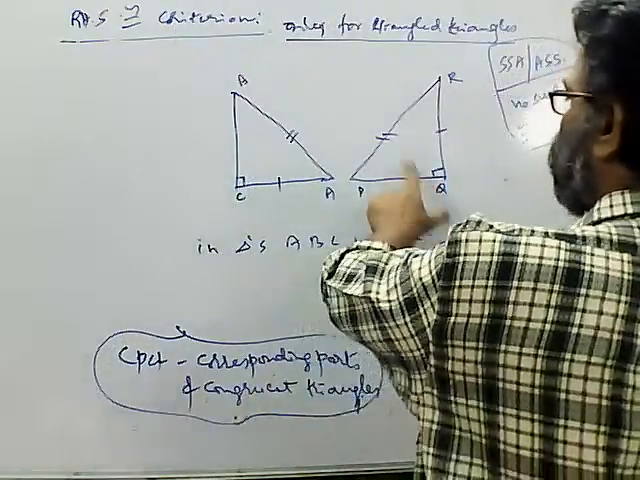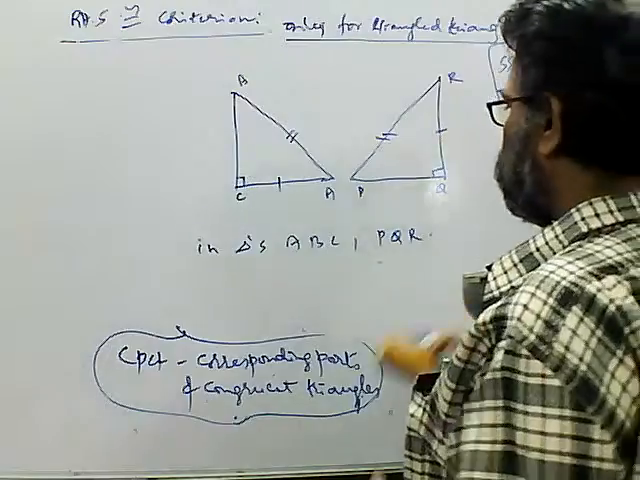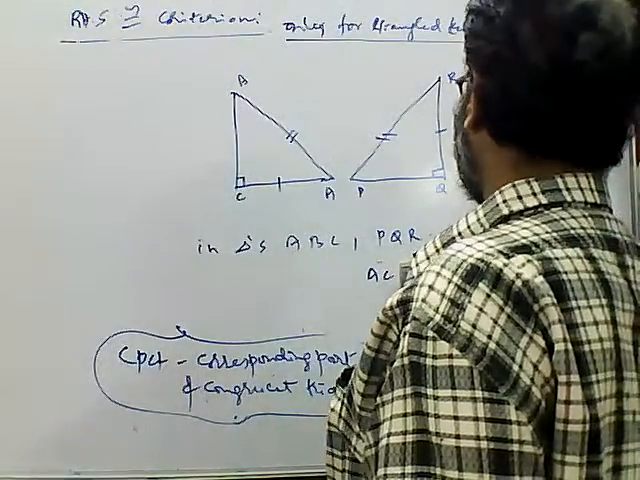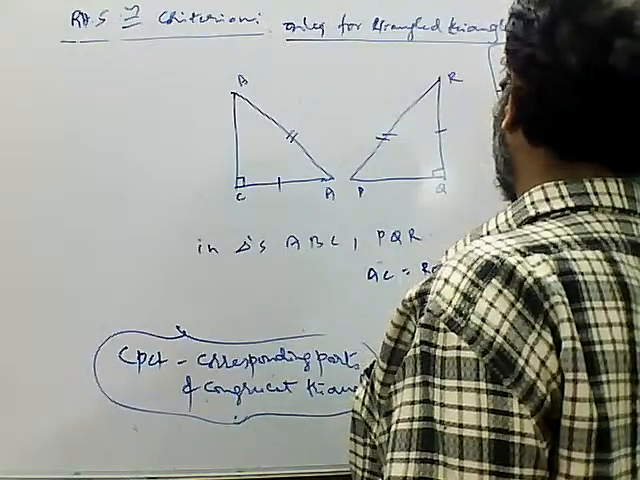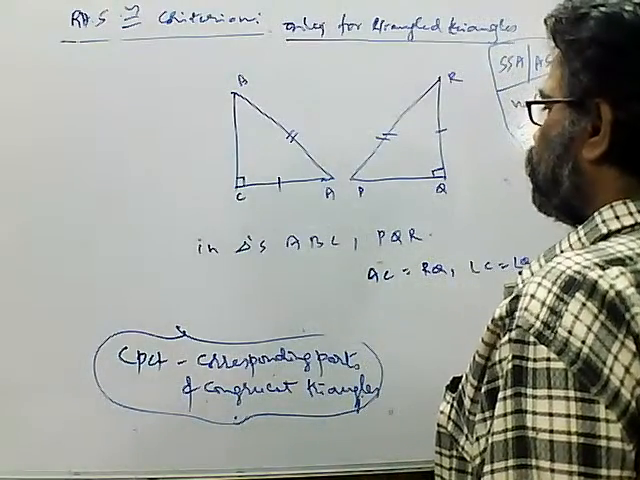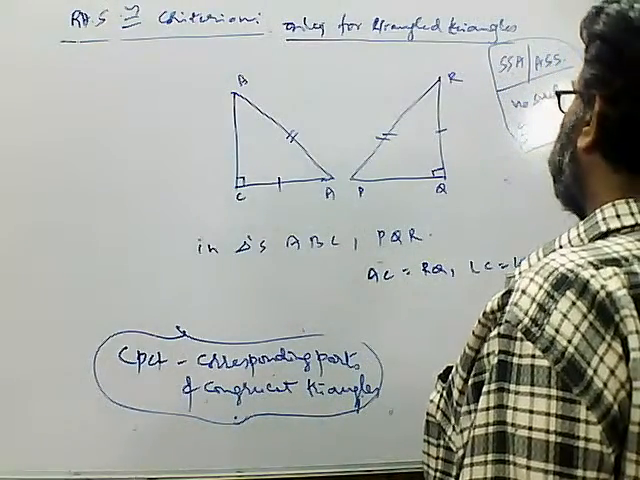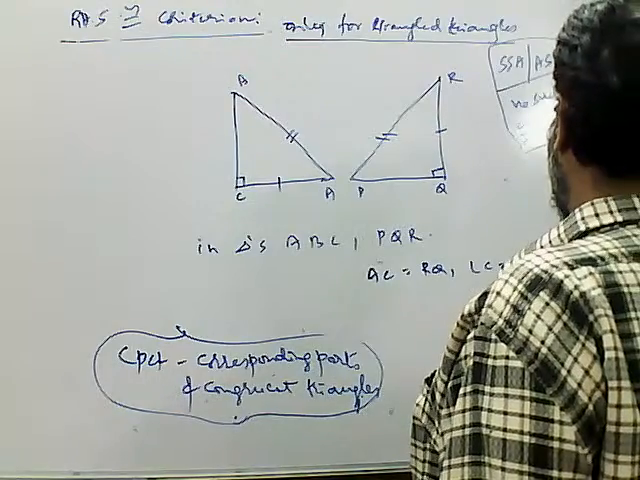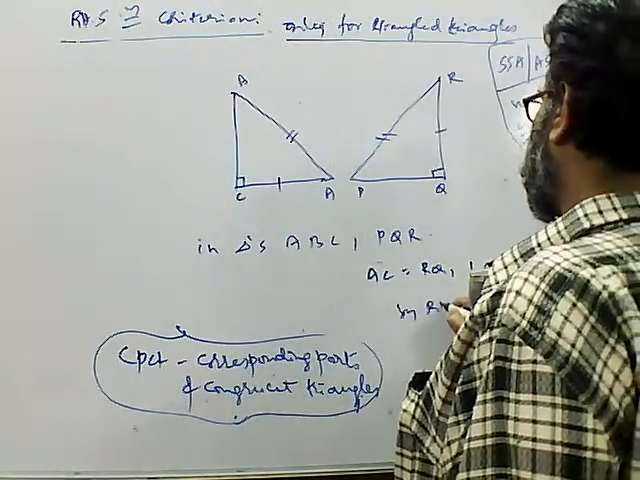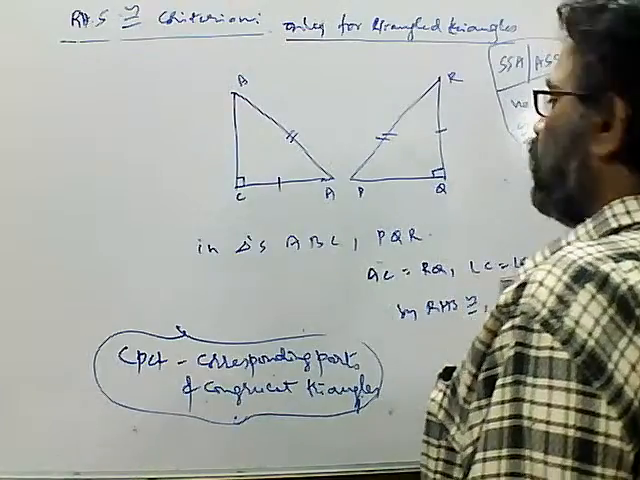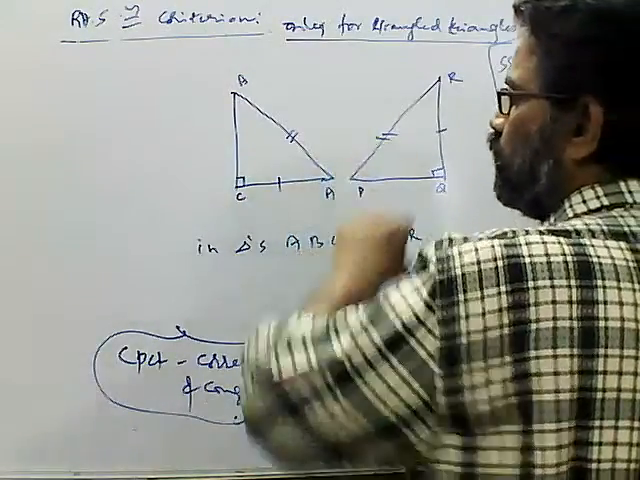So right angle, hypotenuse and one side. Okay. So AC is equal to RQ, angle C is equal to angle Q, and AB is equal to PR. So by RHS congruency, because it's a right angle triangle: right angle, hypotenuse and side.